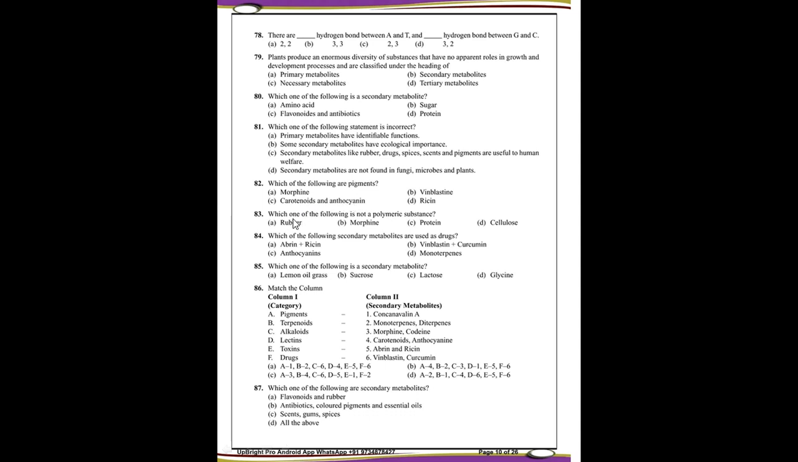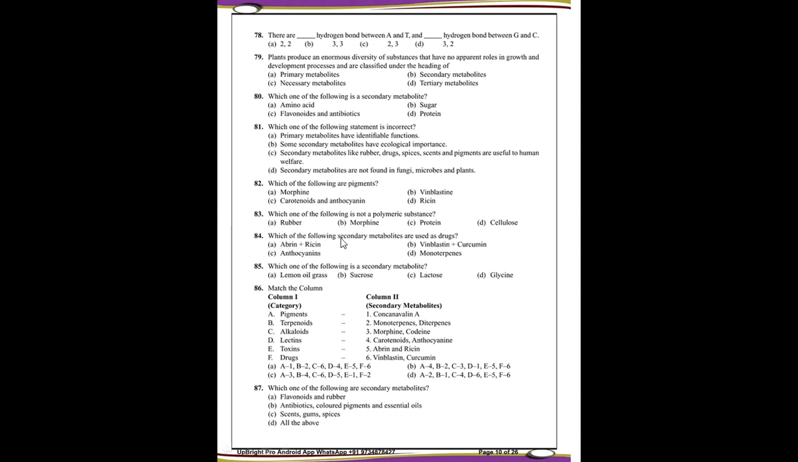83. Which one of the following is not a polymeric substance? So the straightforward answer is morphine. Morphine is not a polymer. Protein, cellulose, and rubbers are all polymers, but morphine is not a polymer.